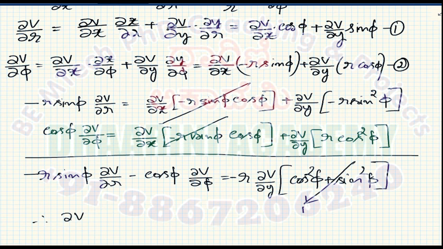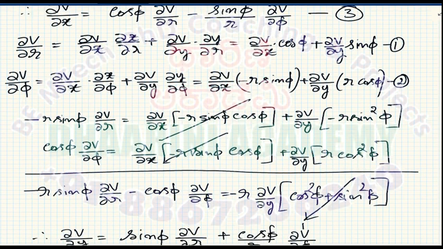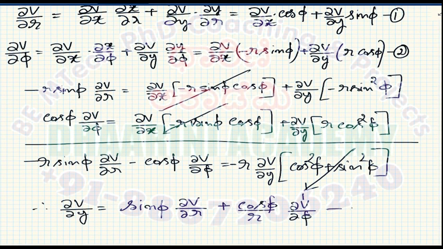So I can write ∂v/∂y. Therefore, ∂v/∂y is equal to, minus r will cancel with the minus r on the left hand side. So this is just sine phi ∂v/∂r, minus cancels, so plus cos phi divided by r into ∂v/∂phi. So we already have equation 3 in this format. This is what we call equation 4.